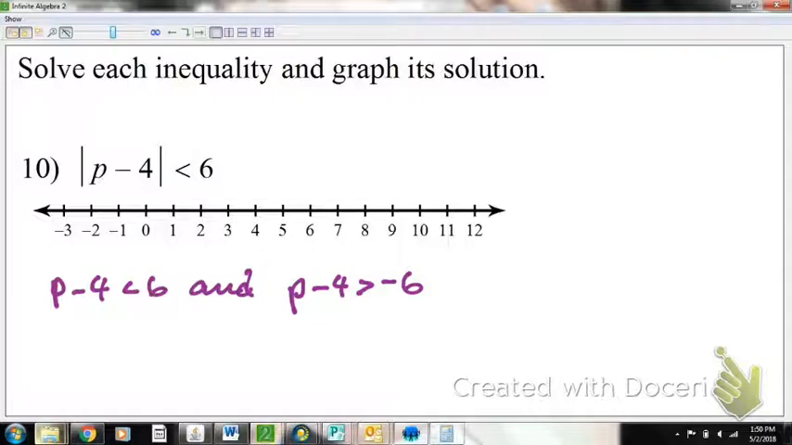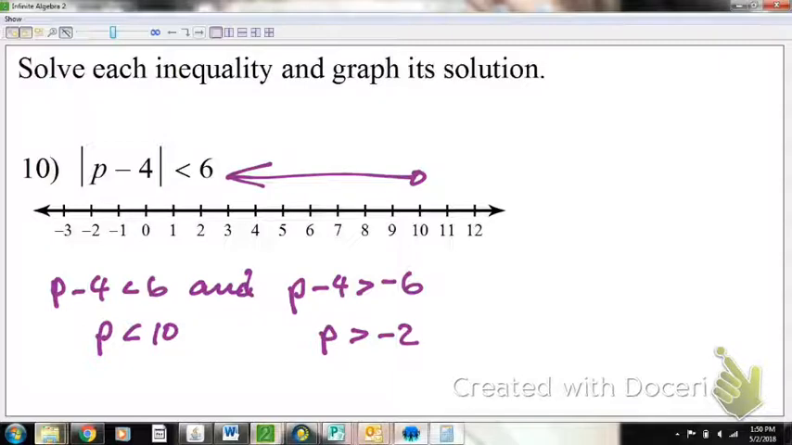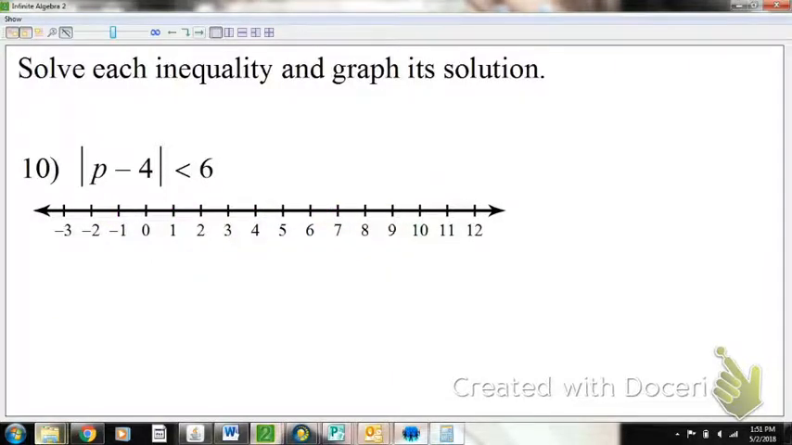Flip the symbol, change the sign. This means p is less than 10, or p is greater than negative 2. Less than 10 opens this way. Greater than negative 2 is going to open and go this way. And we'll see that the overlap takes place in between those two quantities. So your solution is everything between negative 2 and positive 10, not including those two values because of the open circles.